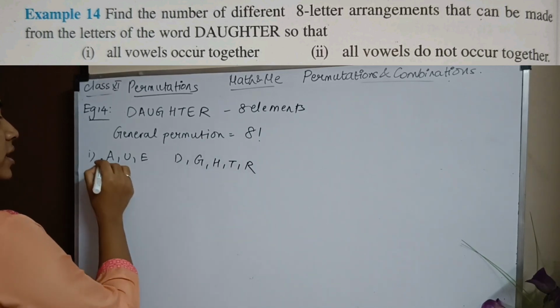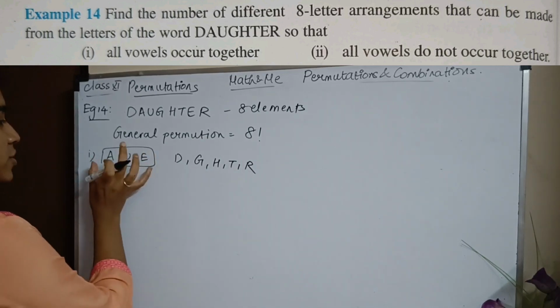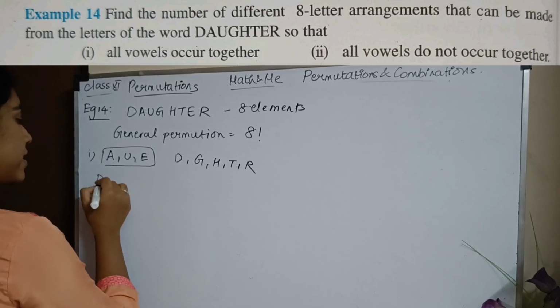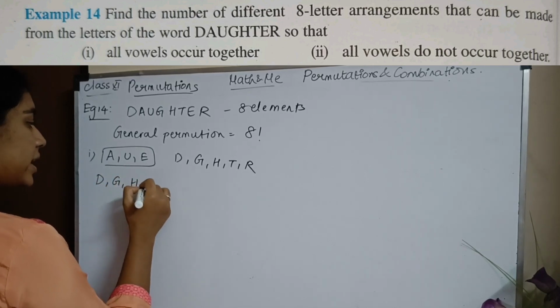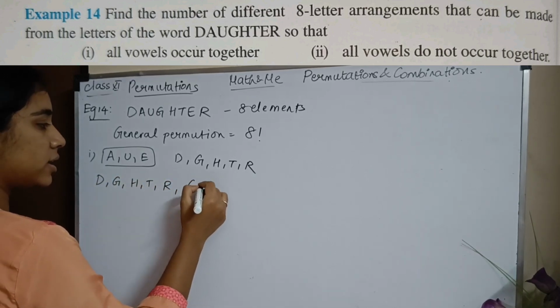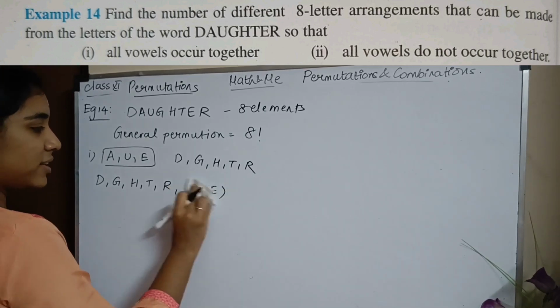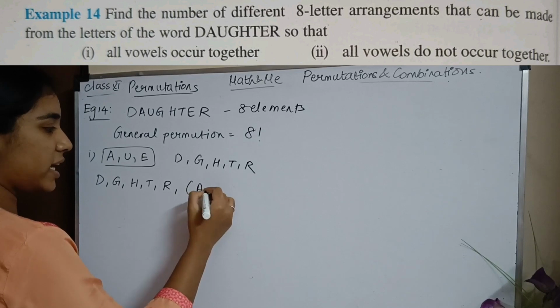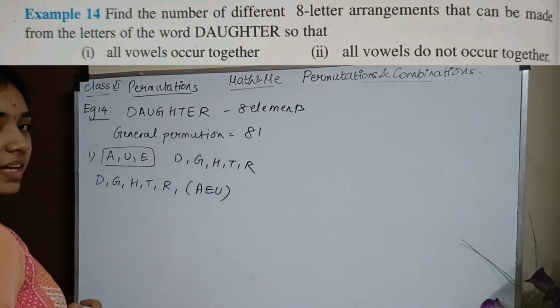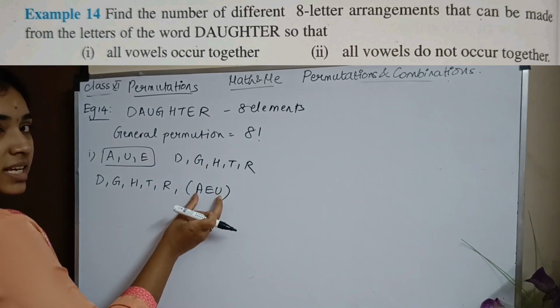I have to have my vowels together. So I am going to treat this as one word. So I have D, G, H, T, R, and the vowels. Okay, this is not a union, please don't get confused. I am writing A, E, U. Okay, so I have A, E, U. I'm going to treat this as one letter.